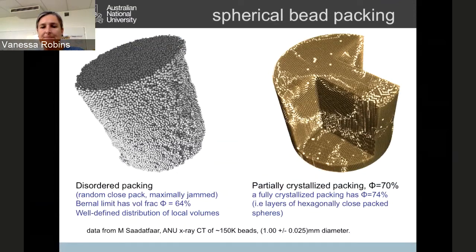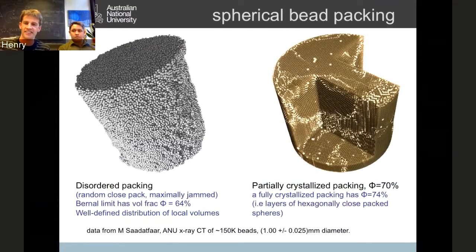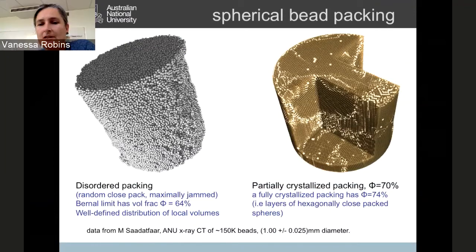Even if you shake the beads vigorously, they still don't do better than 64%. That's the way my colleagues got these partially crystallized packings. The packing on the right is partially crystallized. You can see maybe that the domains look much more regular in that packing on the right. That's because this packing has been subjected to much more vigorous shaking with, I think, a loose lid on top.